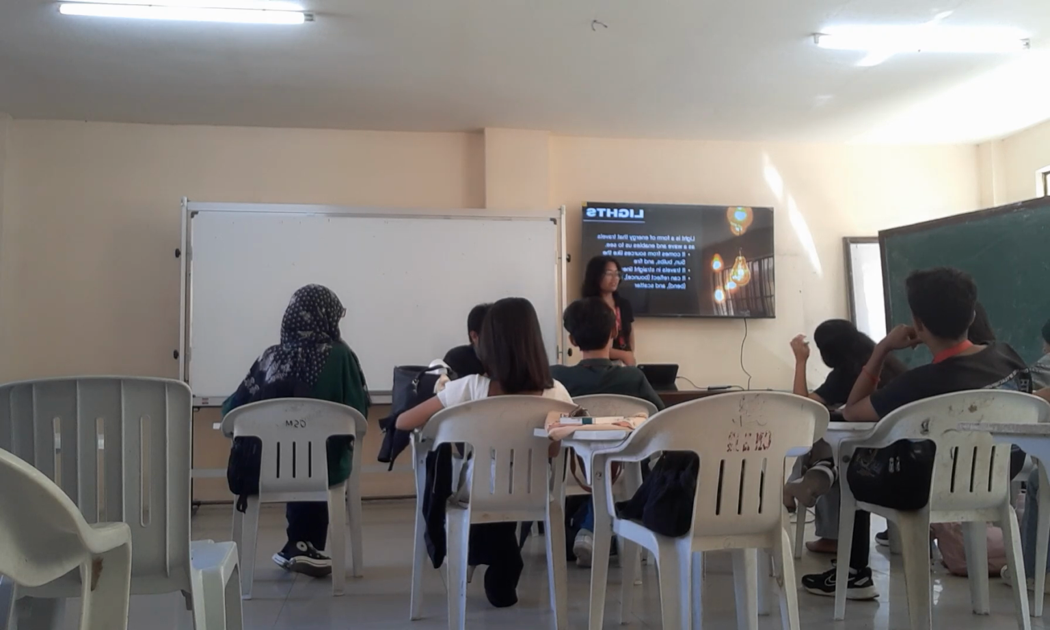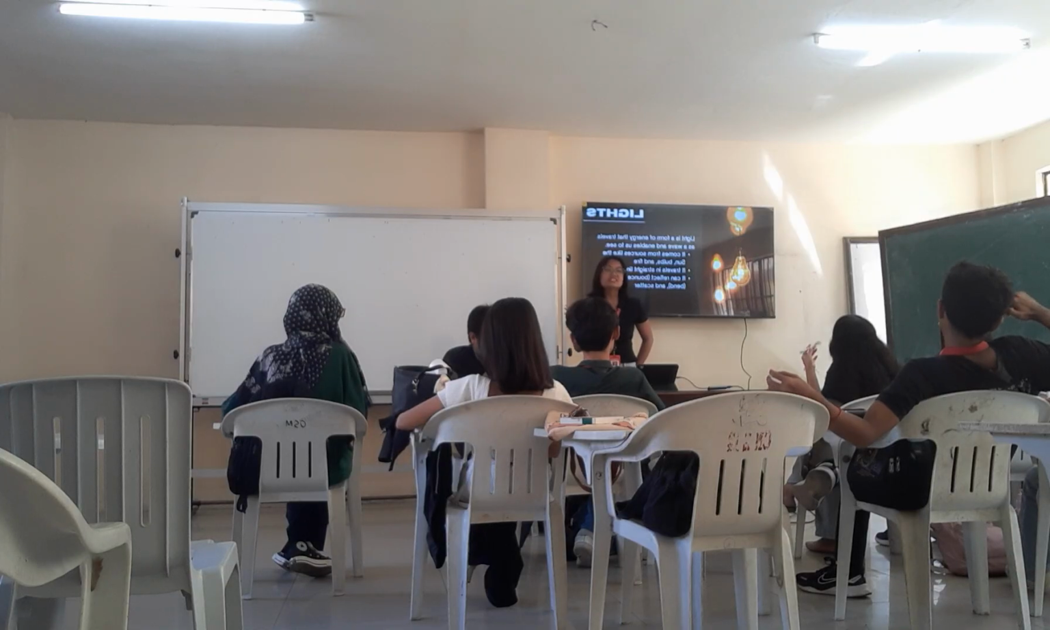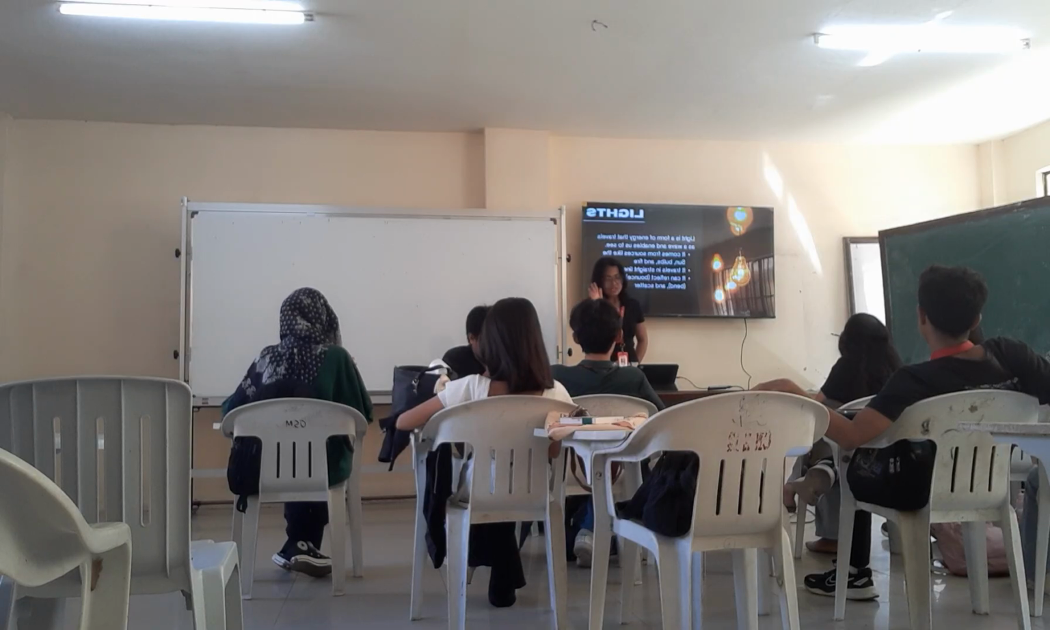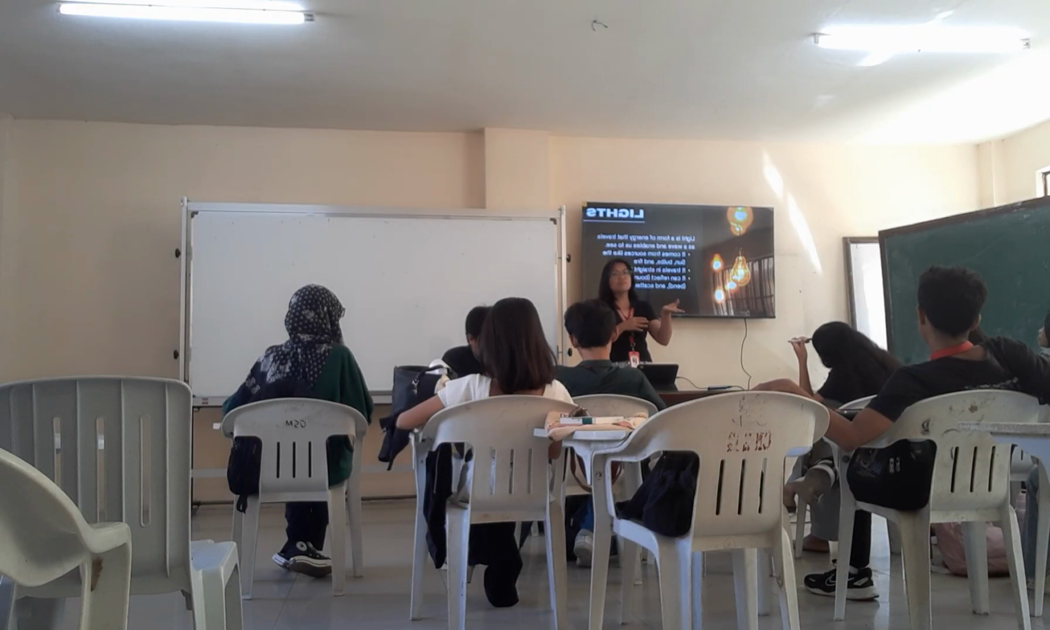So first is light. Light is a form of energy that helps us see the world around us. Light travels as wavelengths, and light comes from different sources such as the sun, the light bulb, candle, and fire.